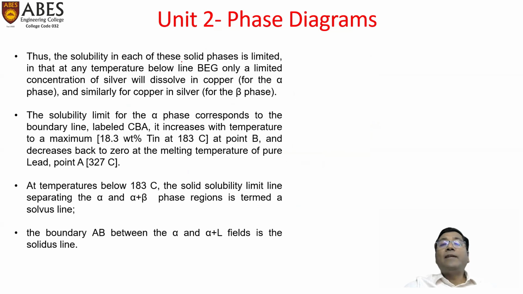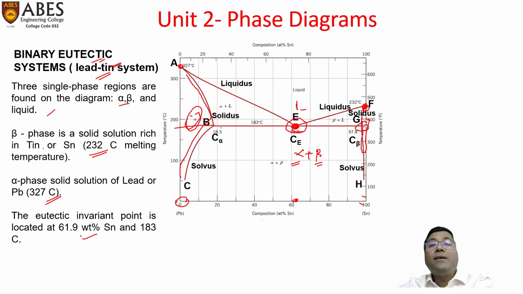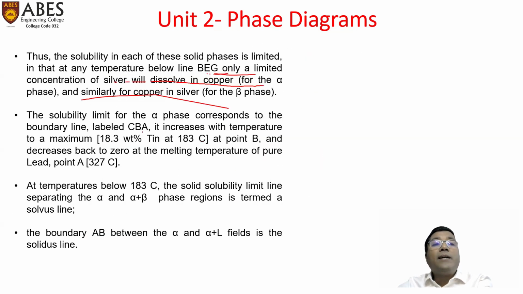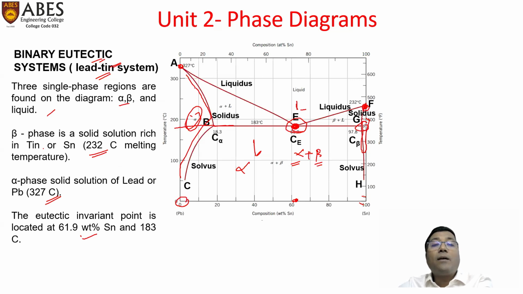The solubility in each of these solid phases is limited, in that at any temperature below line BEG, only a limited concentration of tin will dissolve in lead for the alpha phase, and similarly lead in tin for the beta phase. What we saw, line BEG: below this, two separate solid phases, alpha plus beta, would be present, and limited solubility would be there. The solubility limit for the alpha phase corresponds to the boundary line labeled CBA. Inside this, alpha phase would be present.